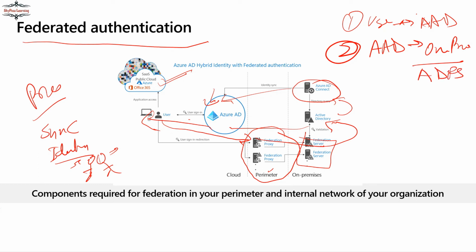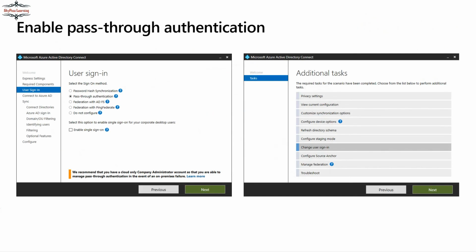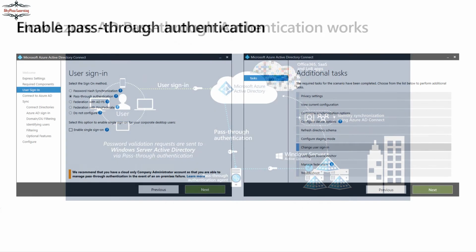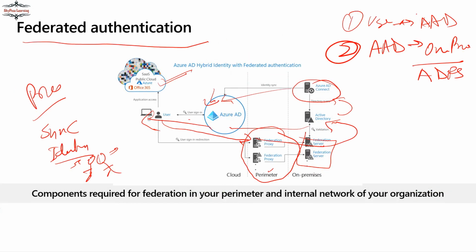Earlier, what happened, if you go to the previous one, let me just go back, this pass-through authentication. In pass-through, what exactly happened? The Azure Active Directory sends a request to on-prem and takes back the confirmation from on-prem to cloud. The user request is not redirecting. The user URL is not getting changed. But here, what exactly happened?